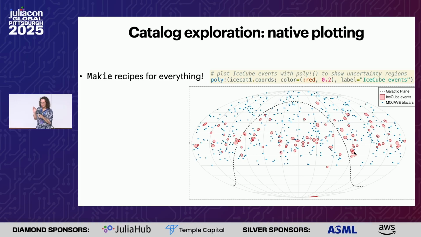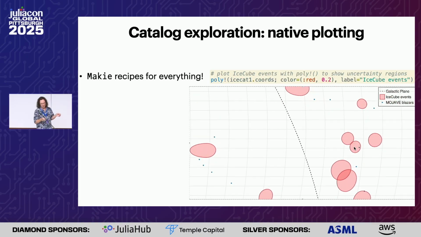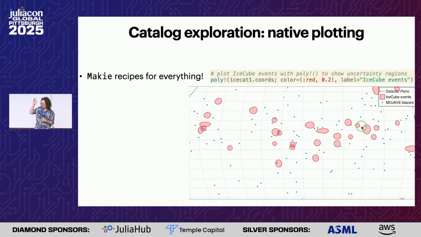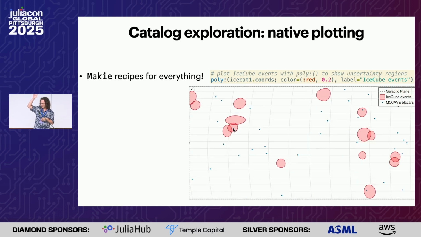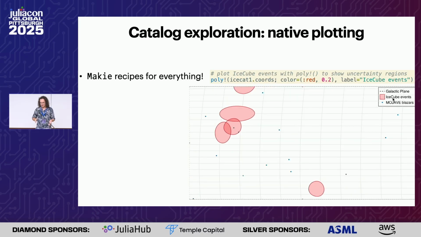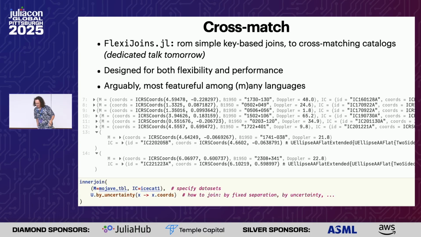Okay, as I said, plot recipes for everything, not just coordinates themselves, but coordinate uncertainties. So I just call poly, and there is a recipe that says how to convert uncertainties in the sky to polygons for plotting. That also works seamlessly. Then cross-match.